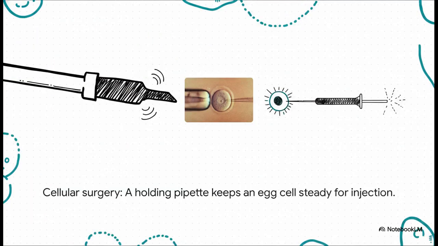And here's what that looks like in real life. It's wild, isn't it? On the left, you've got this little pipette holding the cell in place with a bit of suction. And then from the right, here comes that microscopic needle ready to pierce the cell membrane and deliver the goods. It is, quite literally, surgery on a single cell.